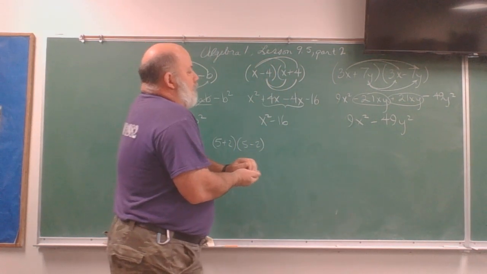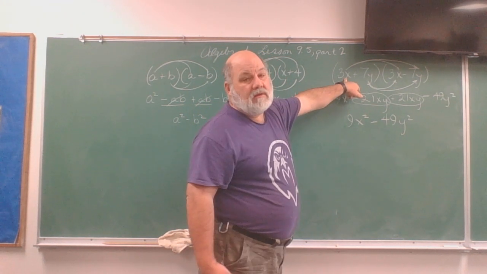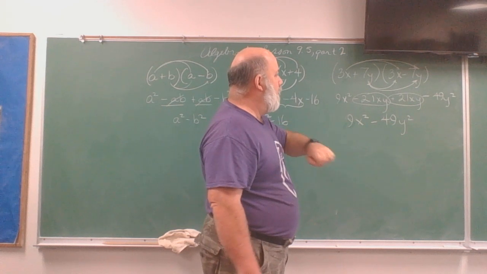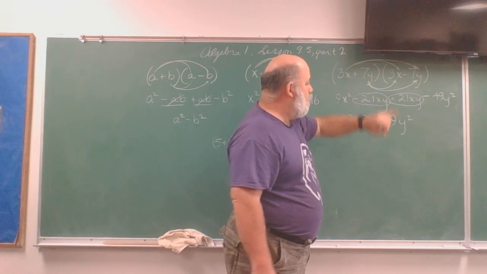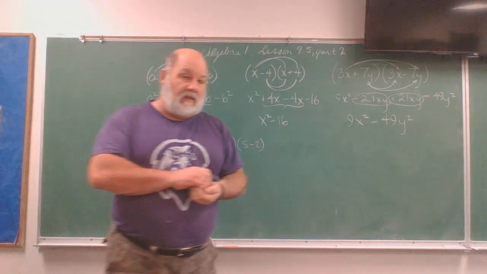Throw it out. Okay. 9x squared minus 49y squared. 3x times 3x gives me 9x squared. 7y times 7y gives me 49y squared. There's a minus between them.